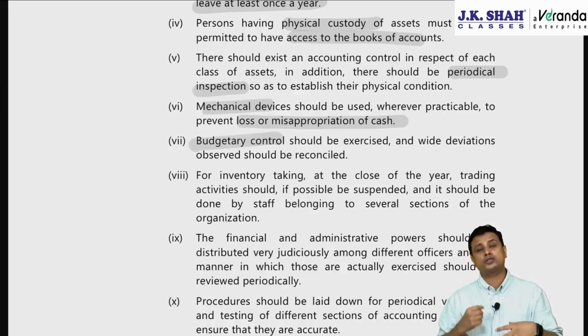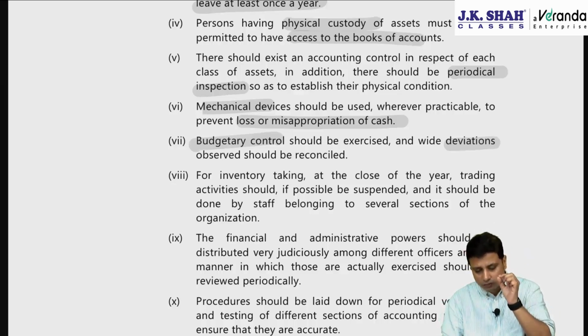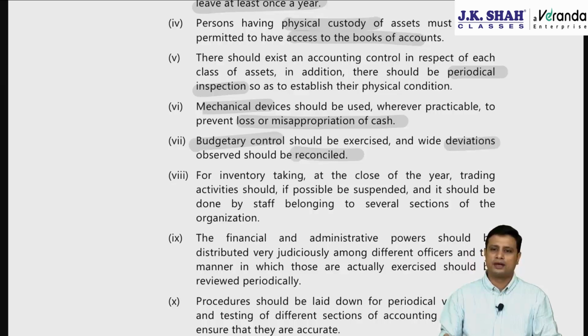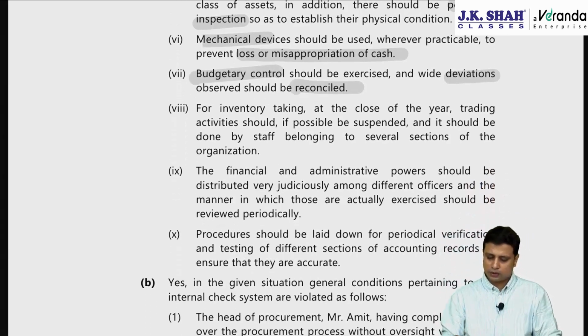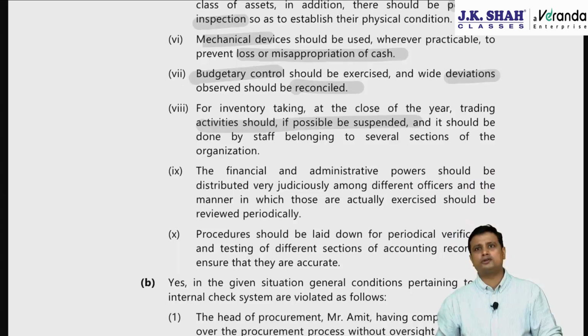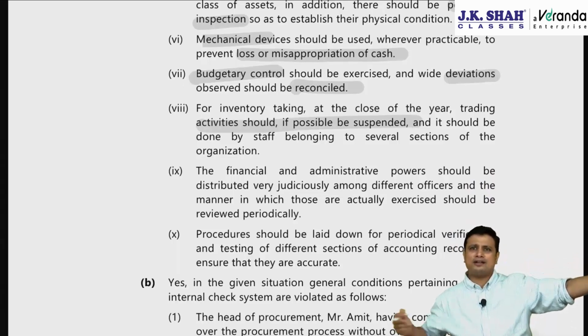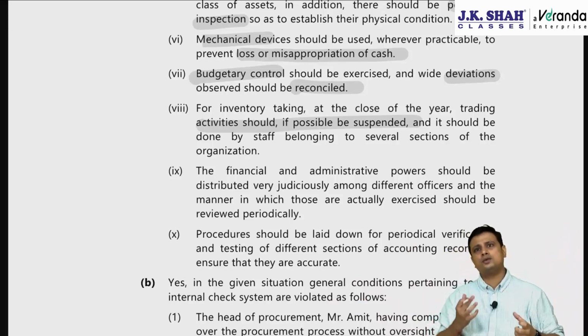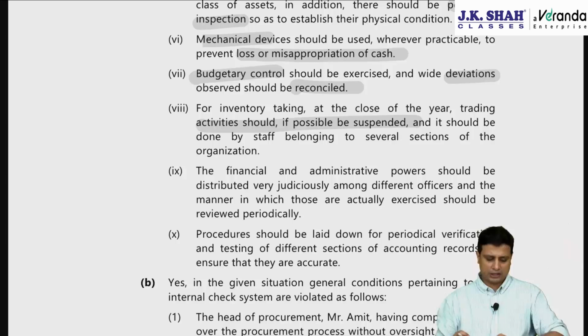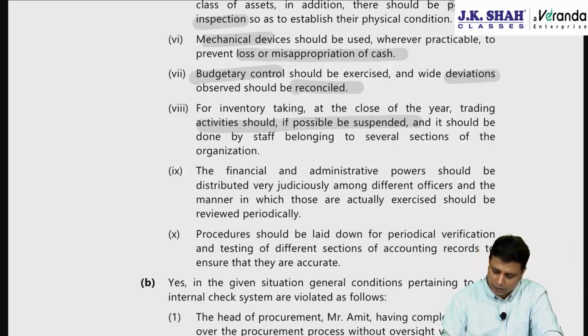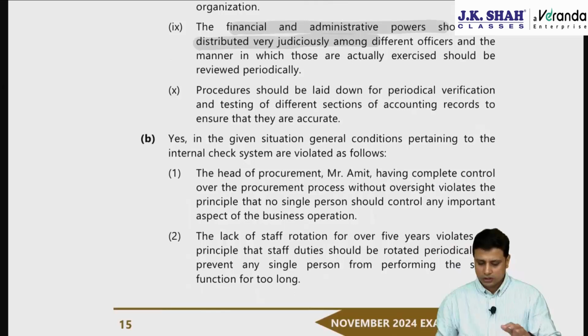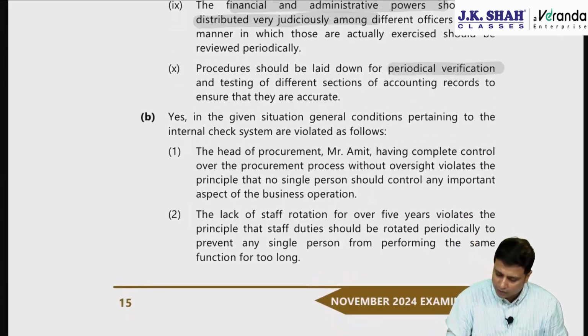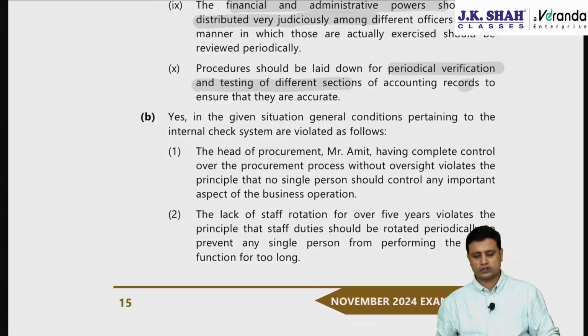There should be budgetary controls. In case of budgetary controls, if there are deviations, we should try to reconcile those deviations. For inventory taking at the close of the year, trading activities if possible should be suspended. When I'm counting the inventory, at that time there are additions, and for example we have dispatched goods, so it will be very difficult. So trading activities for that point of time should be suspended. The financial and administrative powers should be distributed judiciously among the different officers. Procedures should be laid down for periodical verification and testing of sections of accounting records to ensure that they are accurate.